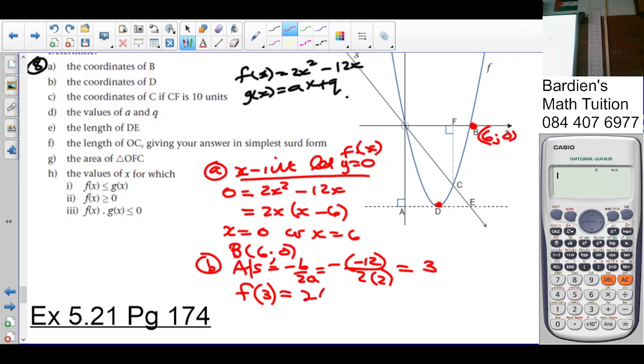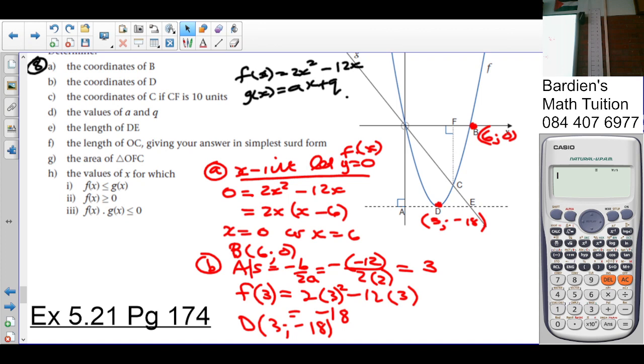So we got 2 into 3 squared, which is 6 times 3 is 18. 18 minus 2 times 3, which is 36, giving an answer of negative 18. Is that correct? Yes, sir. So it's going to be 3 and negative 18. Okay. So D is 3 and negative 18.